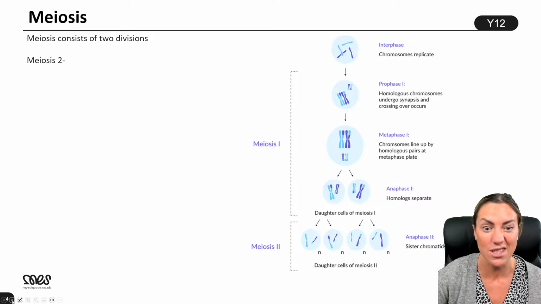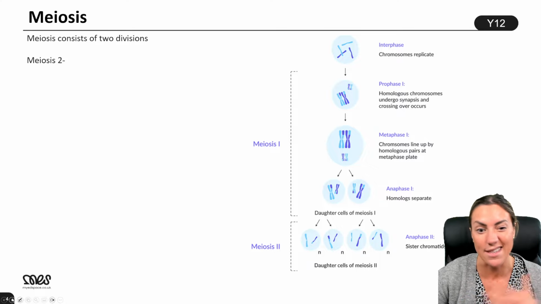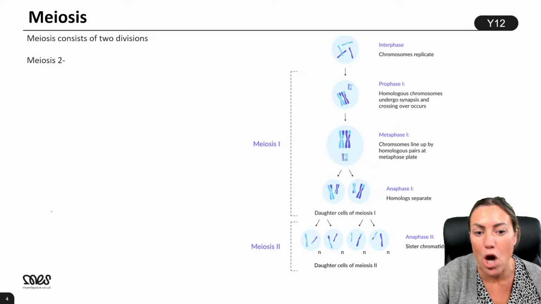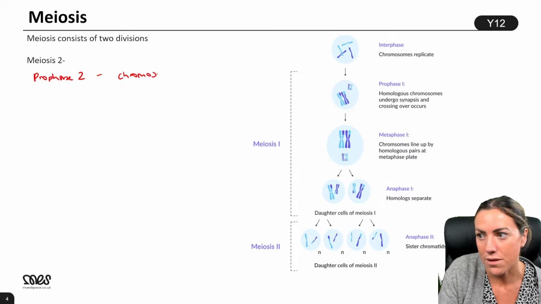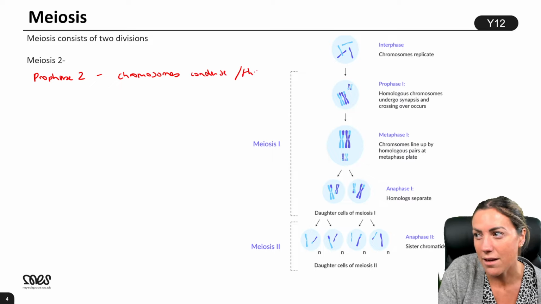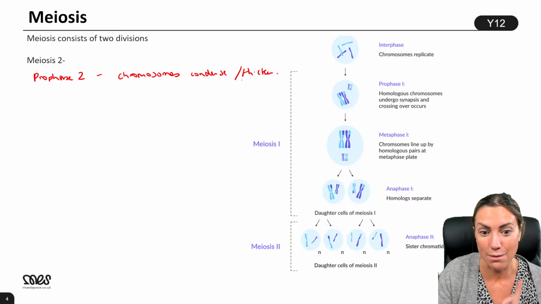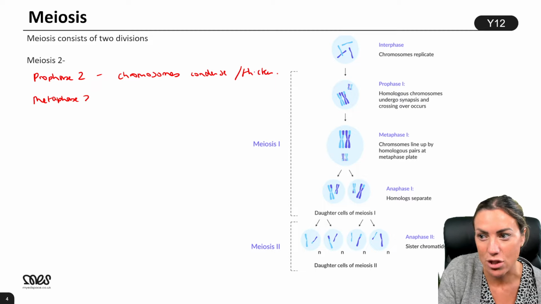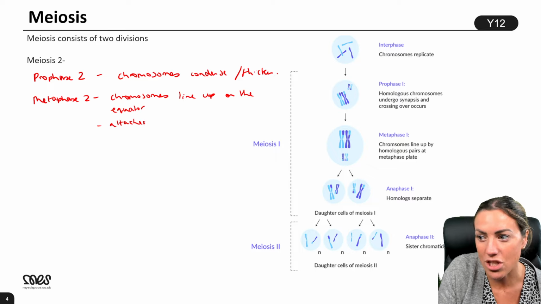But luckily for you, meiosis 2 is just like mitosis. You don't really have to learn the stages. You just need to know that there's a second division. But this is now just like mitosis, except we no longer have homologous pairs of chromosomes. So prophase 2, same as mitosis, chromosomes condense and thicken, just like they did in meiosis 1. But we've already separated the pairs, right? So in metaphase 2, it's the chromosomes that line up on the equator, obviously attached to spindle fibers via their centromeres.